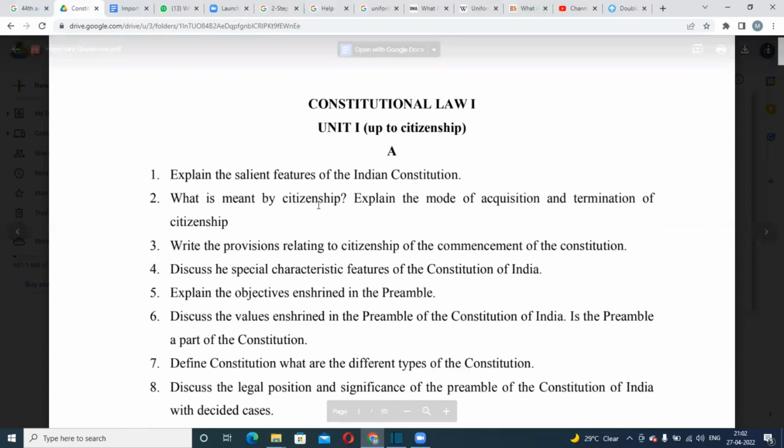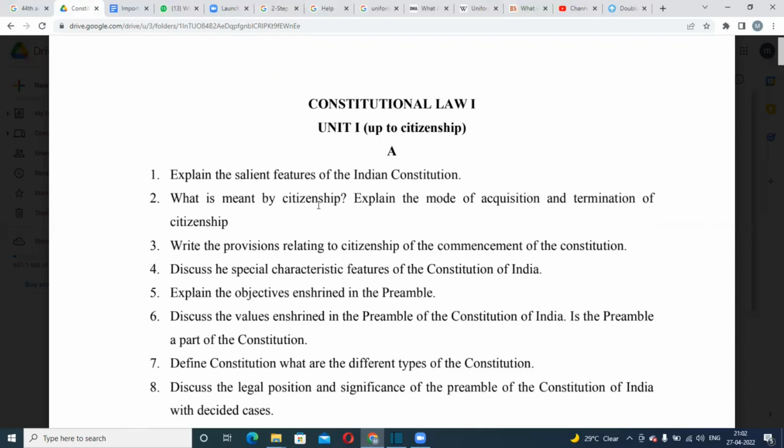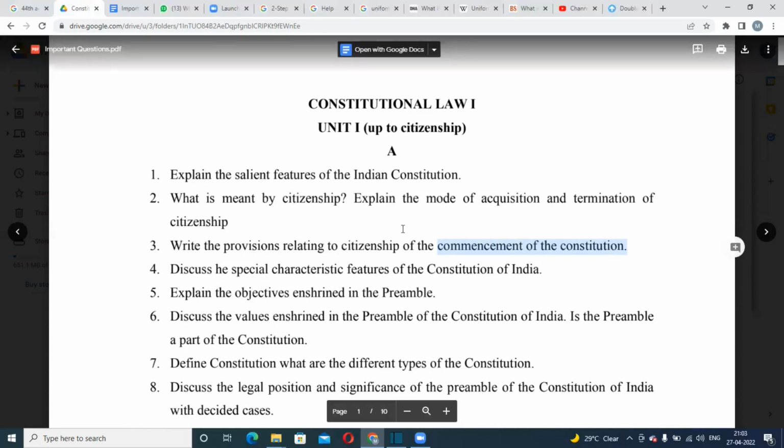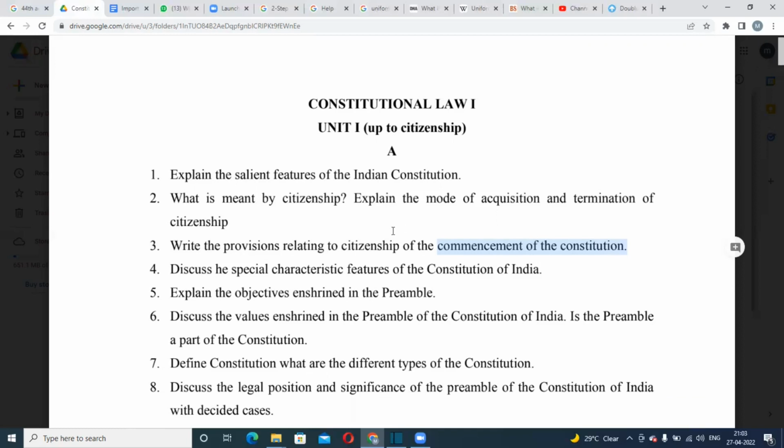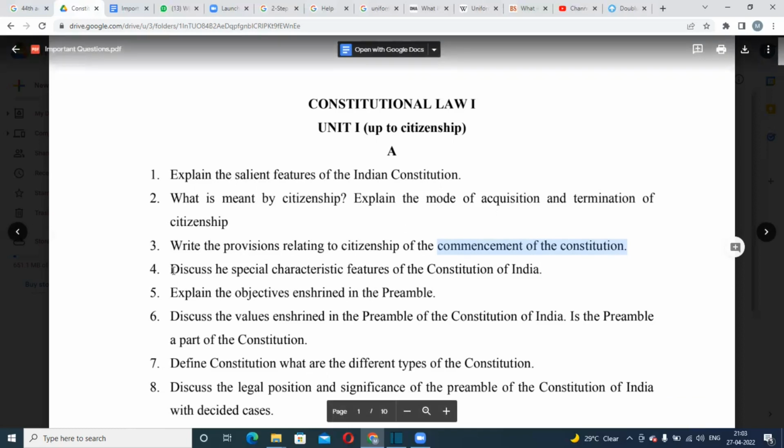Next, what is meant by citizenship? Explain the mode of acquisition and termination of citizenship. Write the provisions relating to citizenship at the commencement of the Constitution. At the starting, when Constitution commenced, at that point in time, what were the provisions relating to citizenship that were added in Constitution of India? Part 2.